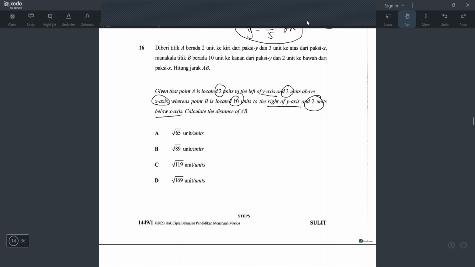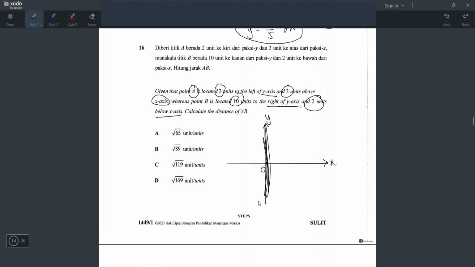So what I will do now is draw the y-axis and draw the x-axis. And then I will try to label the first point and the second point inside the Cartesian plane. So we all know this is 0, 0. So let's read again. Point A is located 2 units on the left of the y-axis. So this is your y-axis. So point A is definitely 2 units from the y-axis. So point A must be somewhere here, right?